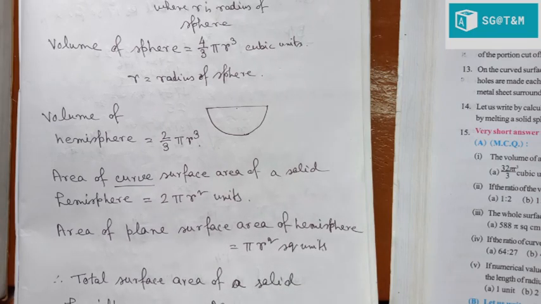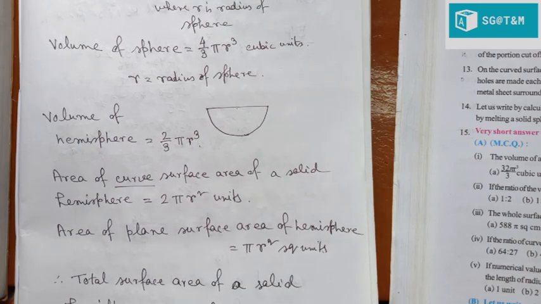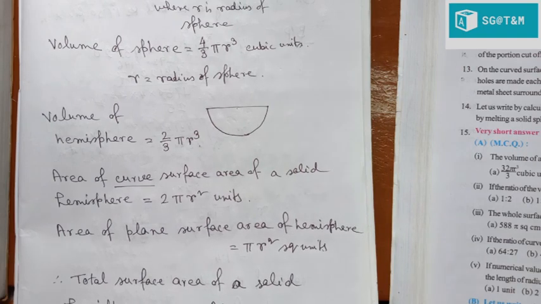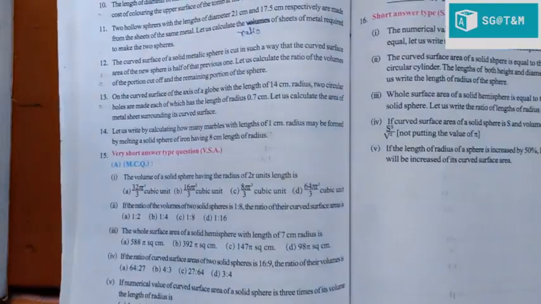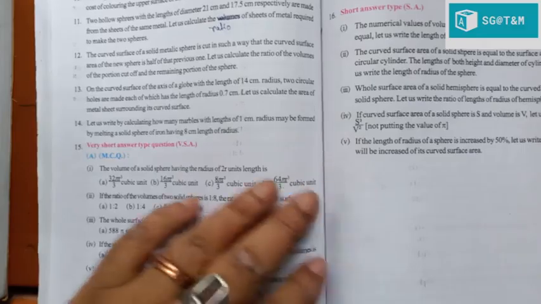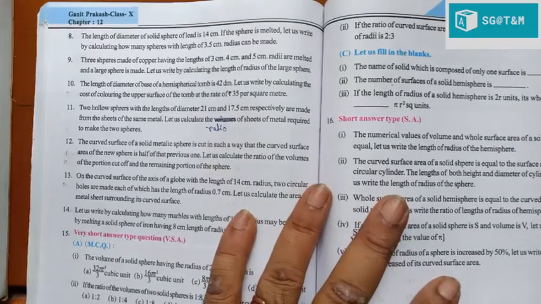The total surface area of a solid hemisphere is 3 pi r square unit. Obviously, area is always in square unit and volume always in cubic unit. We have already done a few problems, problem 1 to 7 of your book chapter 12. So today we discuss the next problem, that means we start from problem number 8, which is in your book.